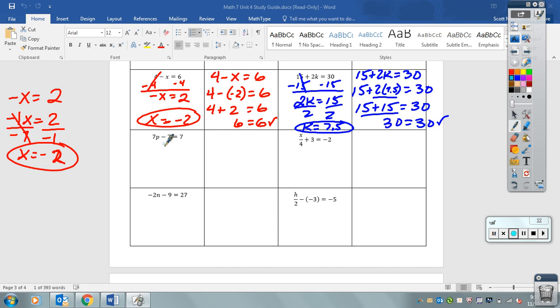There's a two-step. We got multiplication and subtraction. We undo subtraction first because it's reverse PEMDAS. It's SADMAT. 7p equals 14. Divide by 7, divide by 7. P equals 2. Let me check.